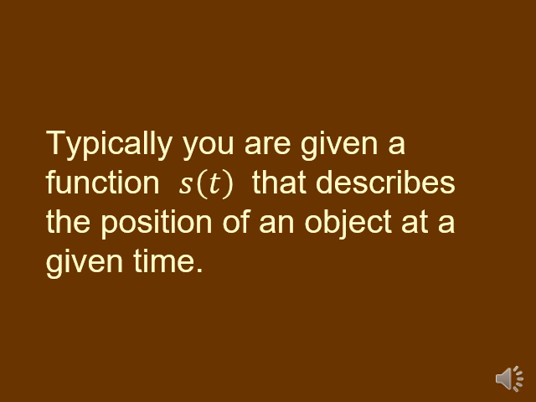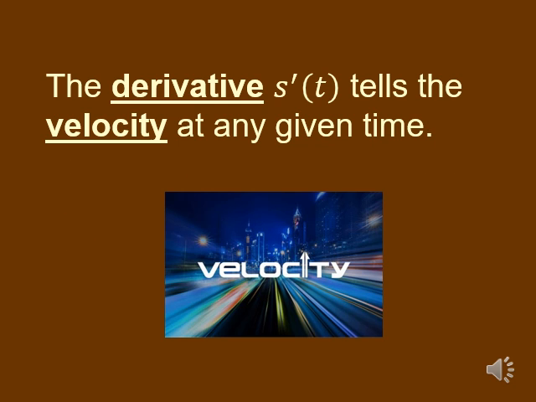In these problems, you're typically given a function, which we usually write as s of t, that tells the position of an object at any particular time. Basically, it's telling you how high an object is off the ground a certain number of seconds after the problem starts. If you take the derivative of that position function, it'll give you the velocity. Velocity just means a change in position, and that's why the change is done by finding the derivative.